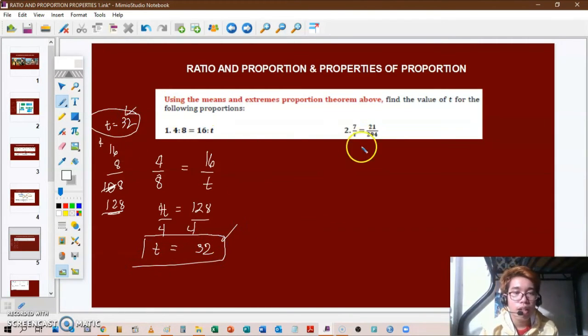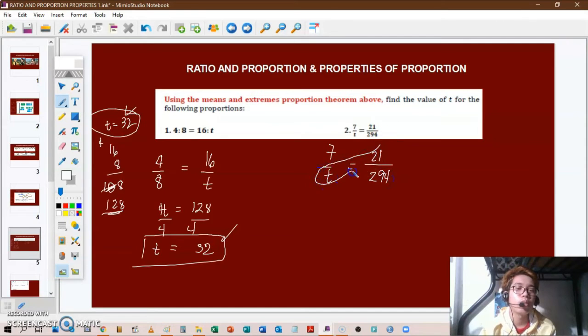Okay, so let's try this one. So we have here 7 over t is equal to 21 over 294. So for this one, it's already written in a fraction form. So you just have to solve for the value of t. So this one is going to be very simple. Again, we can use cross multiplication. So this becomes 7 over t is equal to 21 over 294.